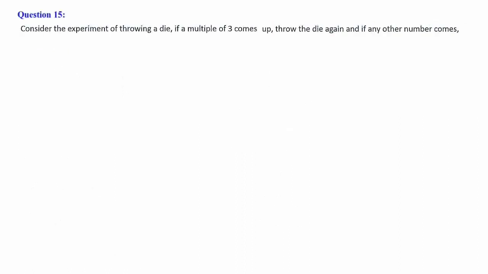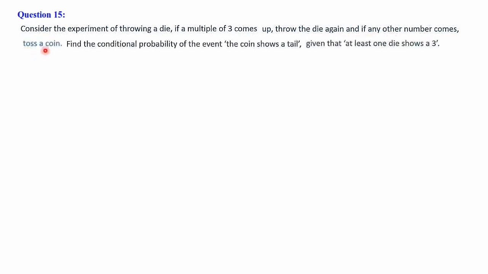Next we shall discuss question number 15. The question is, consider the experiment of throwing a die. If a multiple of 3 comes up, throw the die again, and if any other number comes, toss a coin. Find the probability of the event that the coin shows a tail, given that at least one die shows a 3.